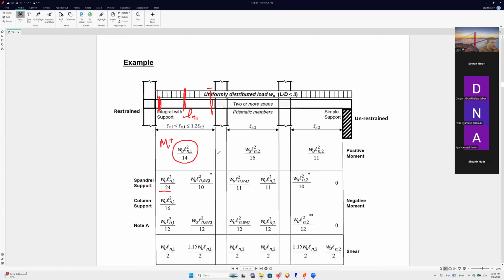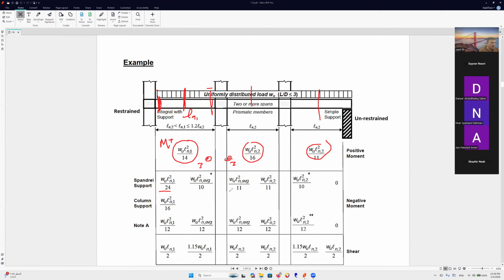Why average? Because if we have two different spans, we should take the average, Ln1 plus Ln2 over 2. For example, if this one is 3, then 3 plus 3 is 6, over 2 is 3. If we have, for example, 3 and 3.3, it will be 3 plus 3.3 over 2. Here we have the positive moment, and this is also a positive moment here.